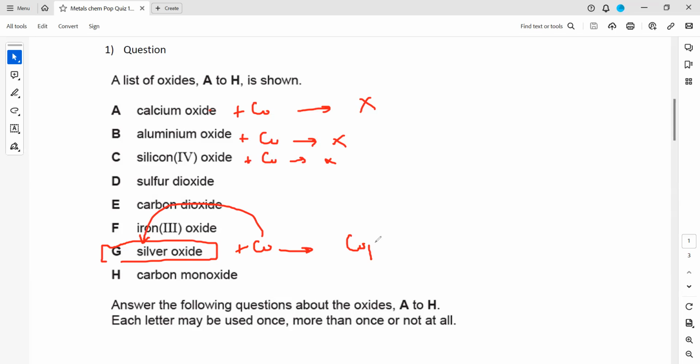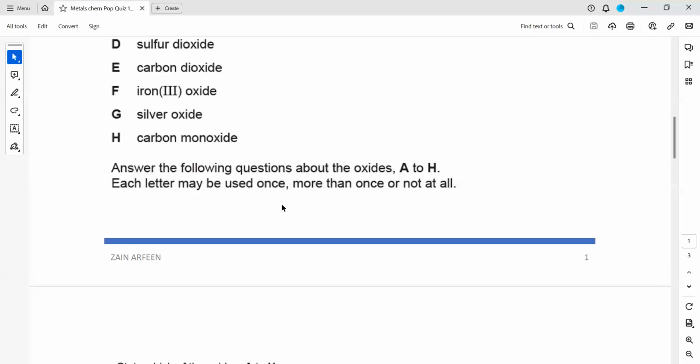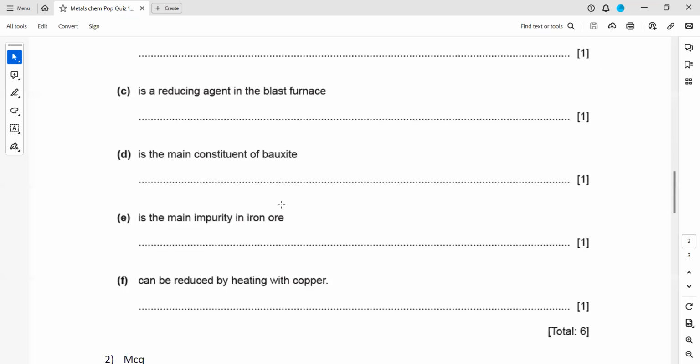As a result, it will form copper(II) oxide and the silver metal. So the idea is that always the more reactive metal displaces the less reactive metal from its compound. So copper is the right answer, silver oxide is the right answer. So G will be there for the last one.